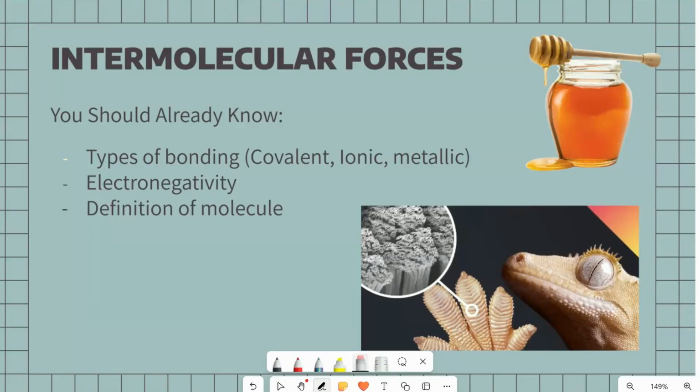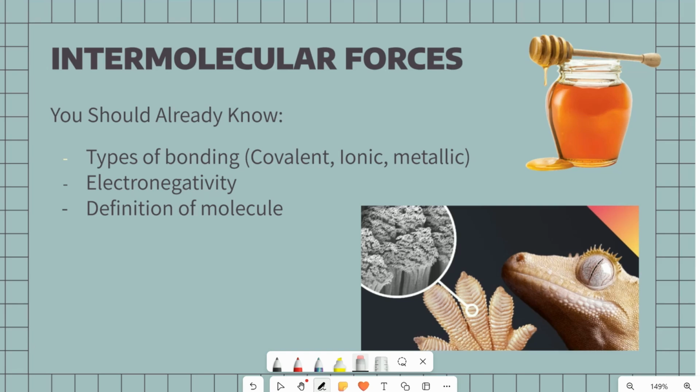Of my favorite topics in chemistry, intermolecular forces. It will explain to you a lot of the properties of things that you see. It will explain to you why honey is viscous, whereas water is runnier. Why geckos can walk, or how geckos can walk on walls, vertically.